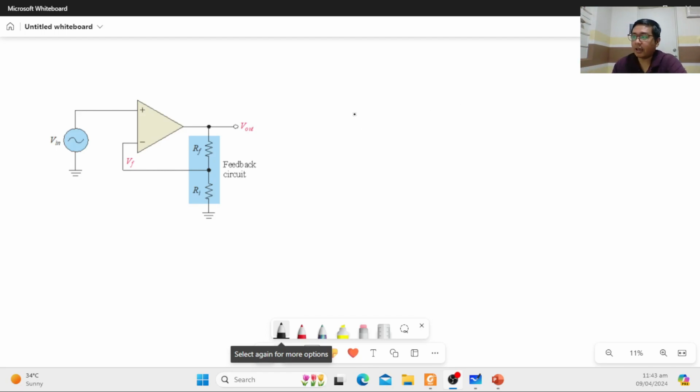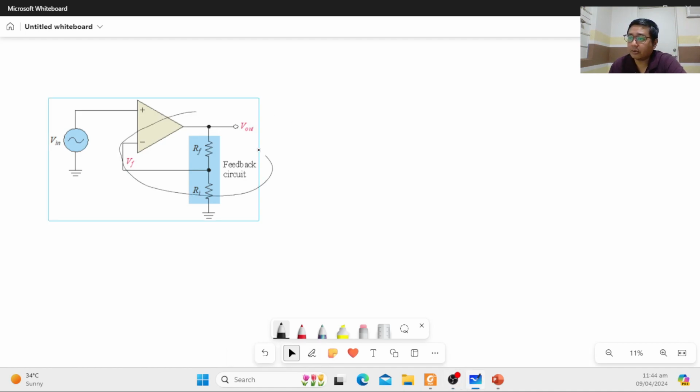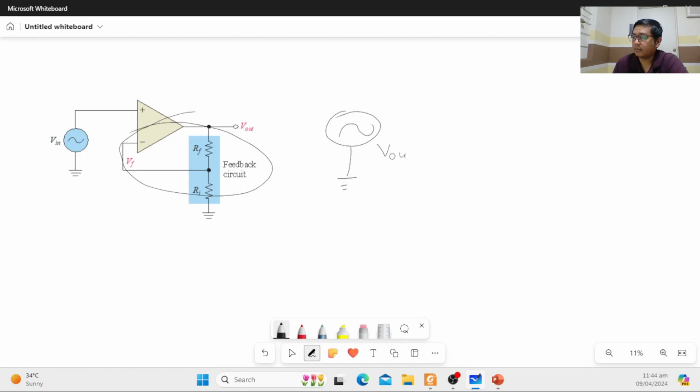Let us now derive the equation for the closed loop voltage gain of the non-inverting op-amp. So let me just redraw this part, itong ating feedback circuit. So let's say this is our output, let's say that's a sine wave. So this is V out. Alright, and then we have RF, and then we have RI.